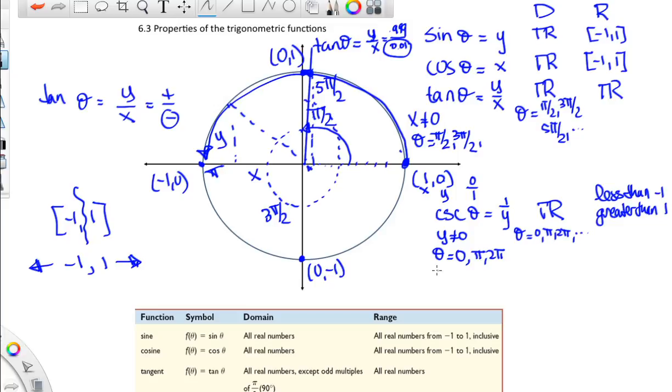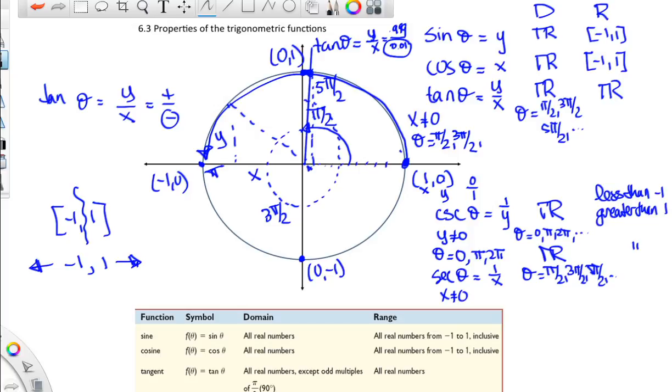Okay, so then let's look at the secant. So the secant of theta is 1 over x. So that means that x can't equal 0. Well, we already did that one. Okay, so I can do this one a little bit quicker. So it's all real numbers, except theta can't be where x is 0, when theta is pi over 2, 3 pi over 2, and 5 pi over 2. And then the pattern repeats. We get the same range over here.